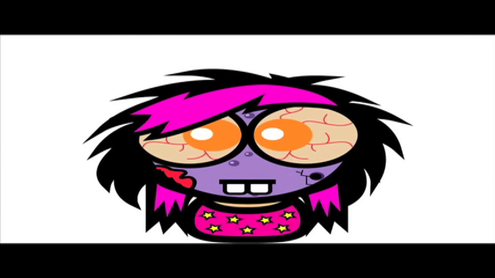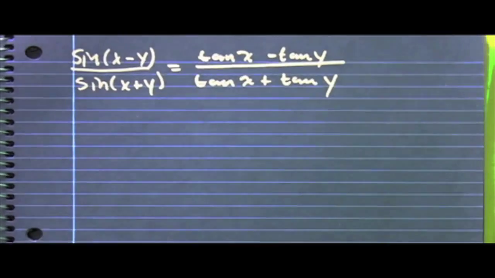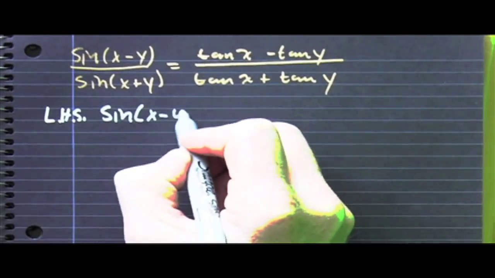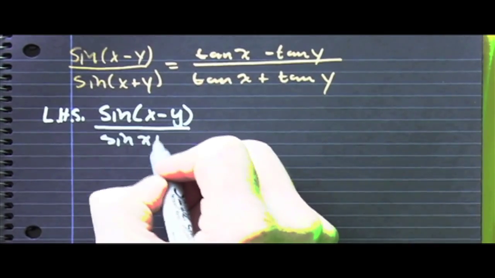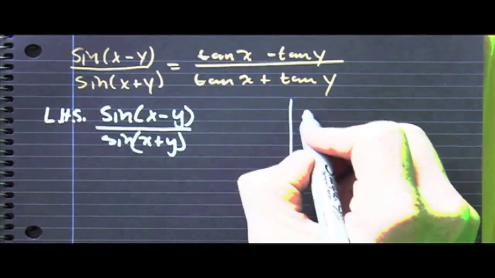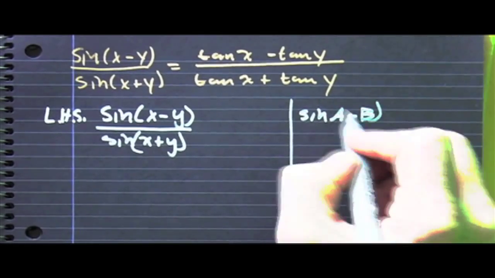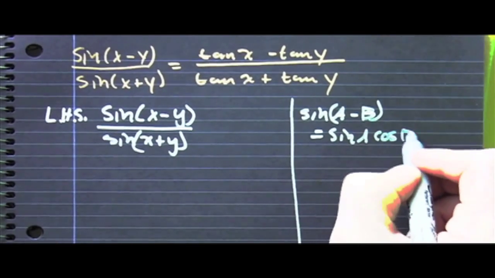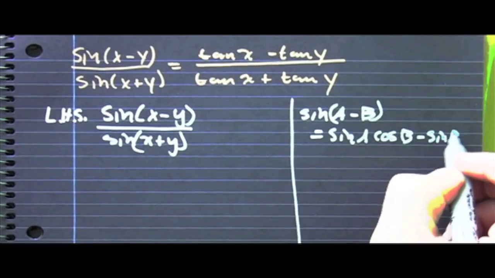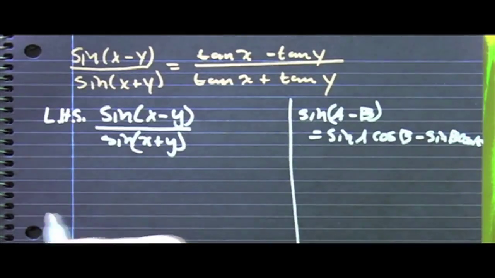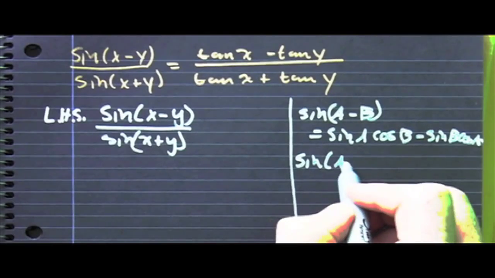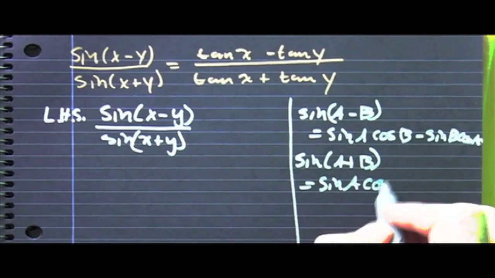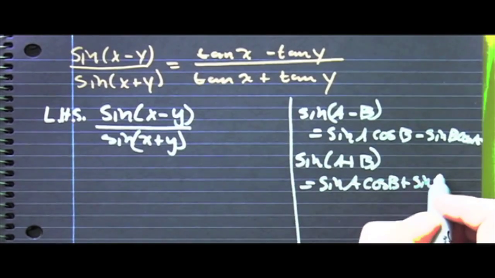Let's see if you can handle this next proof. So we're trying to prove the sine of x minus y divided by the sine of x plus sine of y. That's going to be tangent x minus tangent y divided by tangent x plus tangent y. That's why we rewrite the left-hand side because we're not lazy. Sine of x minus sine of y divided by the sine of x plus sine of y. Then we're expanding out the sine of a minus b. That's going to be sine of a cosine b minus sine of b cosine a. Then the sine of a plus b is going to be the sine of a cosine b plus the sine of b cosine a.